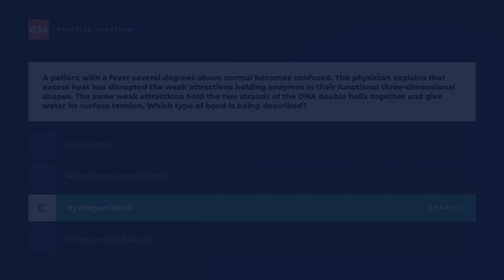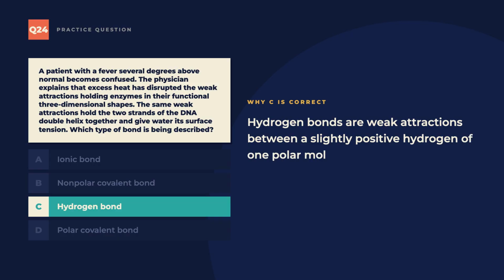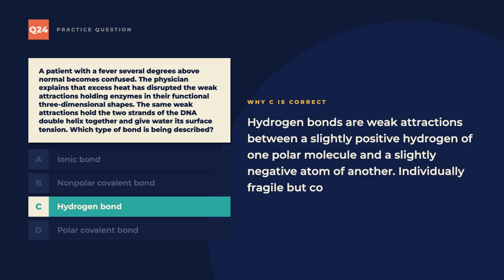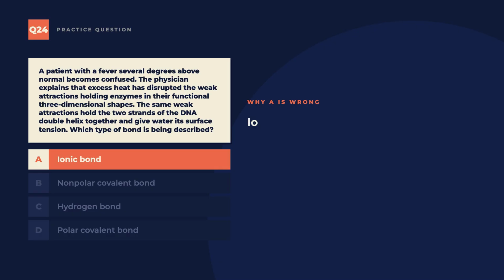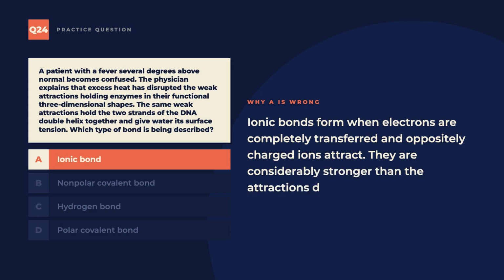Hydrogen bond. C is correct because hydrogen bonds are weak attractions between a slightly positive hydrogen of one polar molecule and a slightly negative atom of another. Individually fragile but collectively powerful, they maintain protein shape, hold DNA strands together, and produce water surface tension. A is wrong because ionic bonds form when electrons are completely transferred and oppositely charged ions attract. They are considerably stronger than the attractions described and are weakened by water rather than by modest heat.